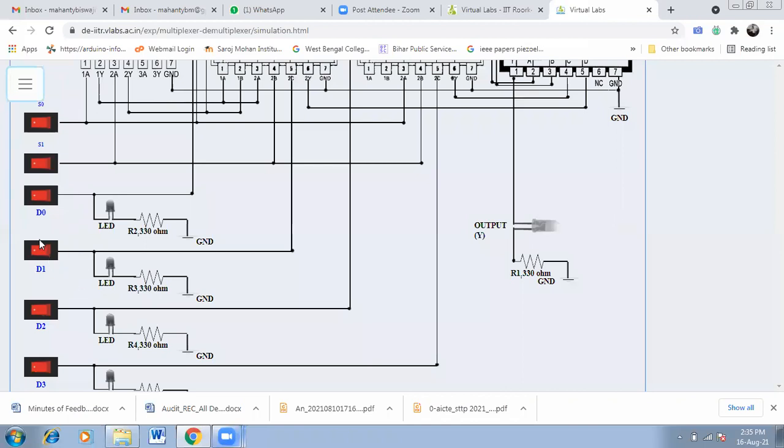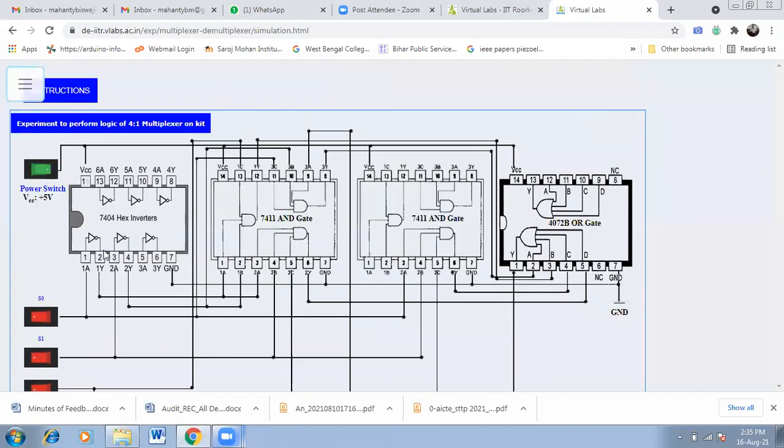So let us try to handle it. Okay. Try to operate it. So now S0, S1, these are the data selector. Okay. So 5 volt already I have supplied.